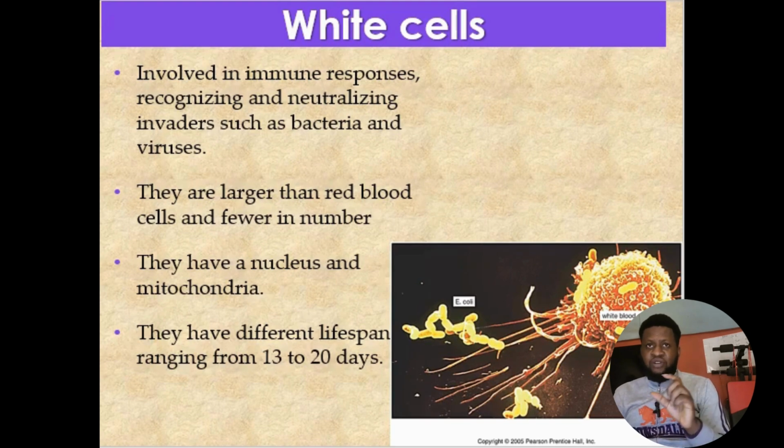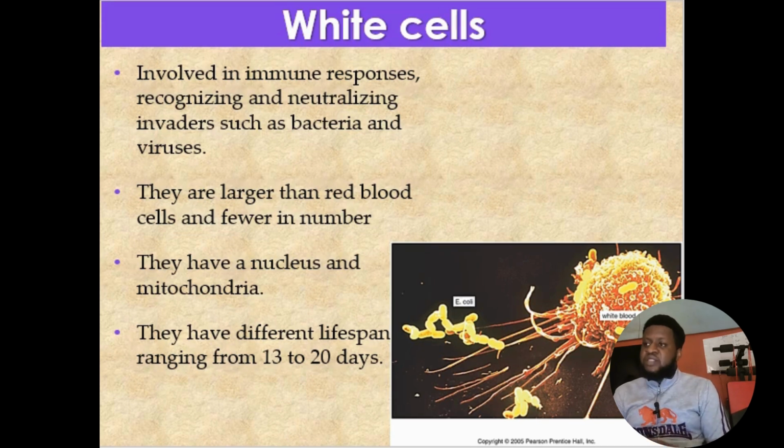So they are suicidal in nature. Once they engulf pathogens, they themselves die alongside the pathogen. Their work is to sacrifice themselves in order to destroy pathogens. So they use the word suicidal. Please take note of this word. They are suicidal in nature. Okay, so here we have 13 to 20 days.